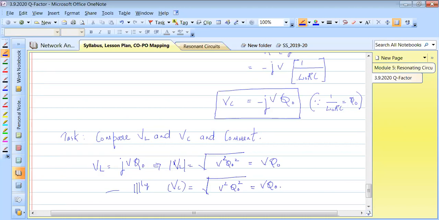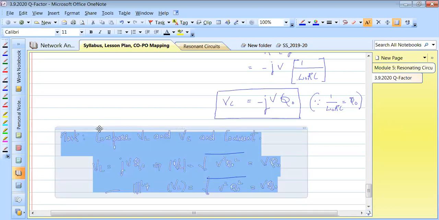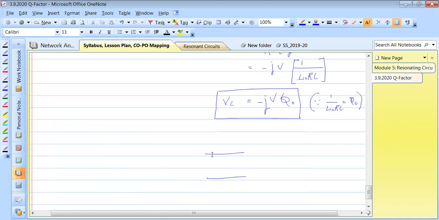What's happening with the phase there? The magnitude is equal, we just demonstrated. What's happening with the phase? Phase means the J term. One J term is positive, the other J term is negative, which means that they are opposite in phase. Understand that? So at resonance, the voltages are equal in magnitude but opposite in phase. This is one thing you should understand.